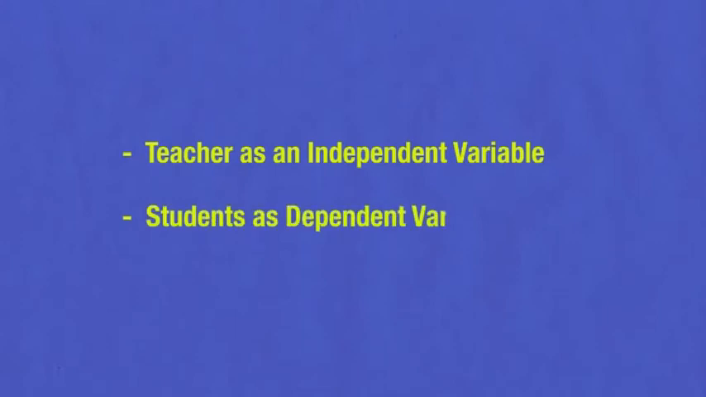The second variable, that is students. Now, students as dependent variable. The student is required to act according to the planning and organization of the teacher. Teaching activities of the teacher influence the learning of the students.